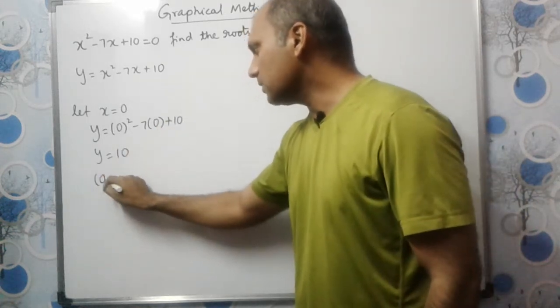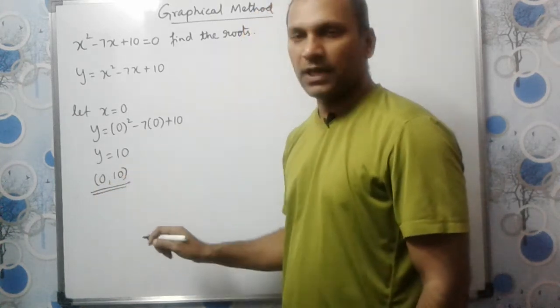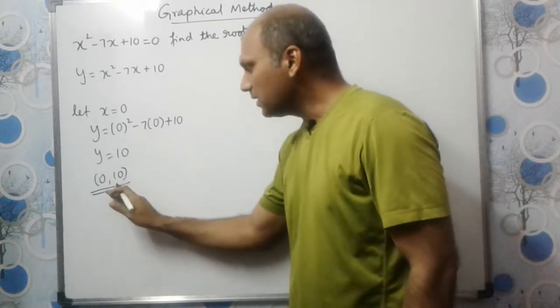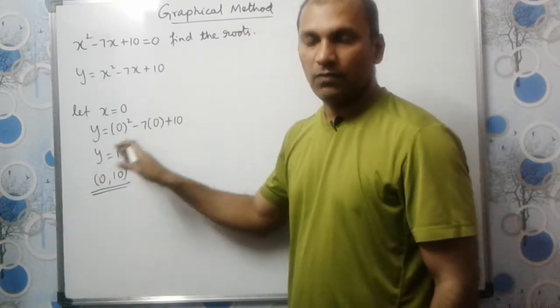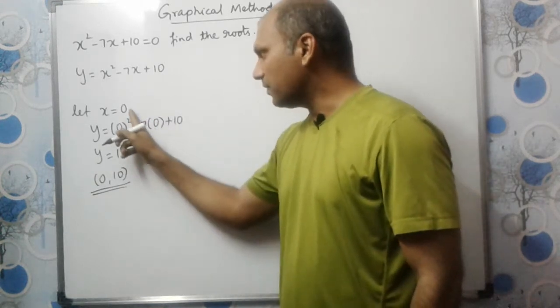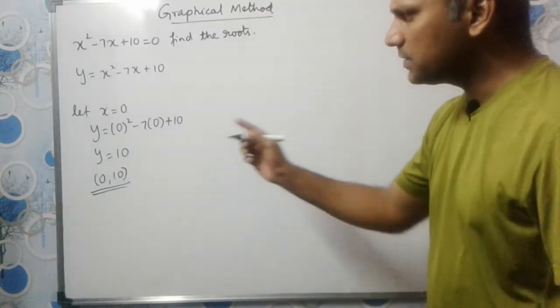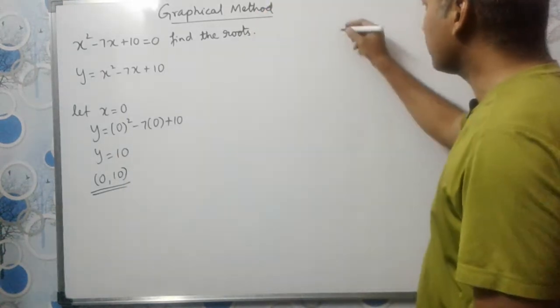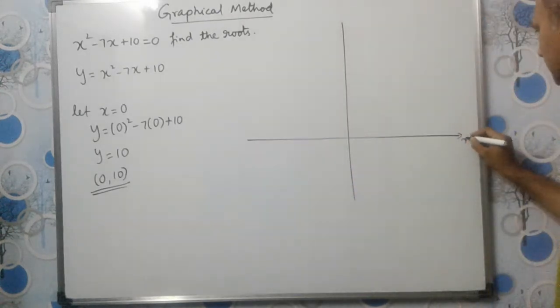Now this 0 comma 10 is the point we need to plot on the graph. Like this, if we substitute different values of x, we'll get values of y. We need to plot those points on the graph. So the first point is 0 comma 10. And my advice is, as soon as you get one point, start plotting the graph. I don't have a graph, so I'm going to try to draw a graph here as accurately as possible.